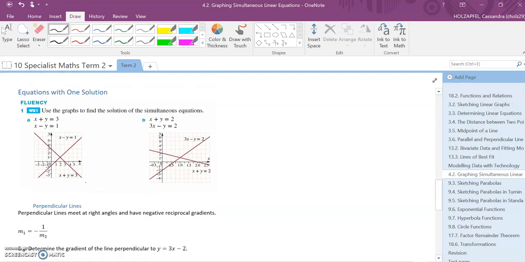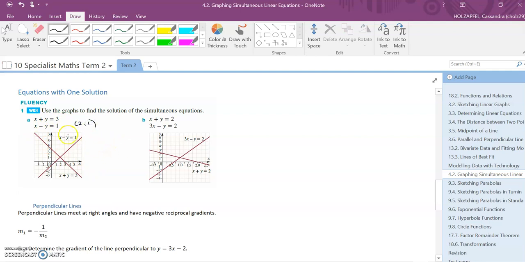All right, so let's talk about equations that only have one solution. So we've actually done these before, and this is actually easier than the stuff that we've done previously, because all you're going to do is look at the graph and go, that seems to be the point of intersection. So the solution for this system of equations is going to be at (2, 1).